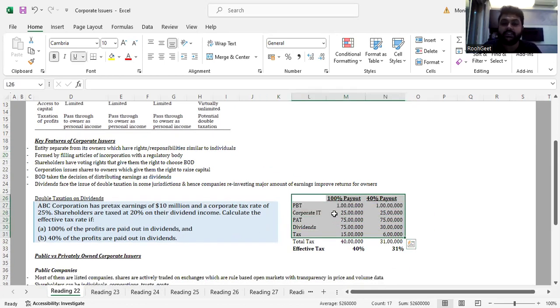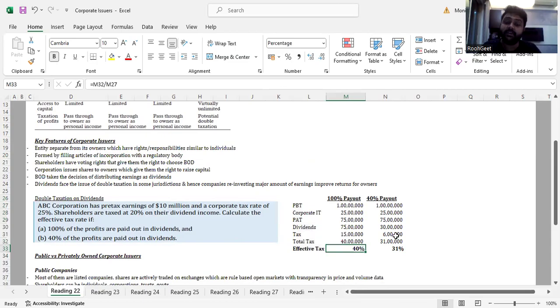Like for example, let's consider that एक country है जिसमें double taxation है, वहां पे अगर 100% डिविडेंड पे आउट करता हूं तो 40% इफेक्टिव टैक्स रेट लगता है, बट 40% डिविडेंड पे आउट करता हूं तो सिर्फ 31% लगता है. This says that in a country where double taxation is the problem, कम पे आउट करने से इफेक्टिवली टैक्स कम होता है, ज्यादा पे आउट करोगे तो इफेक्टिवली टैक्स बढ़ेगा.